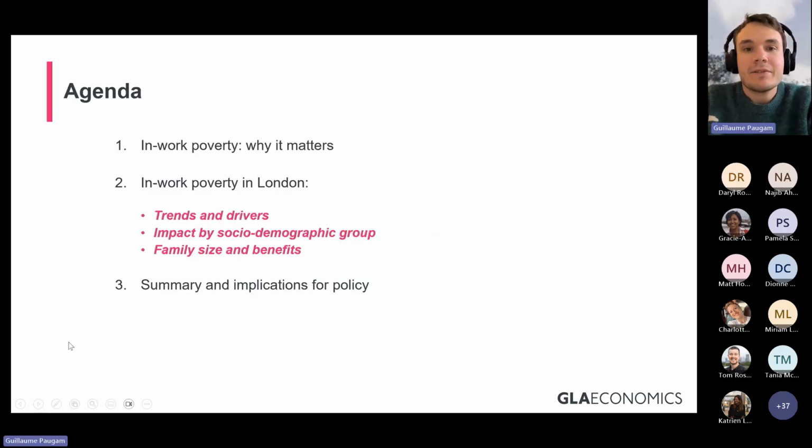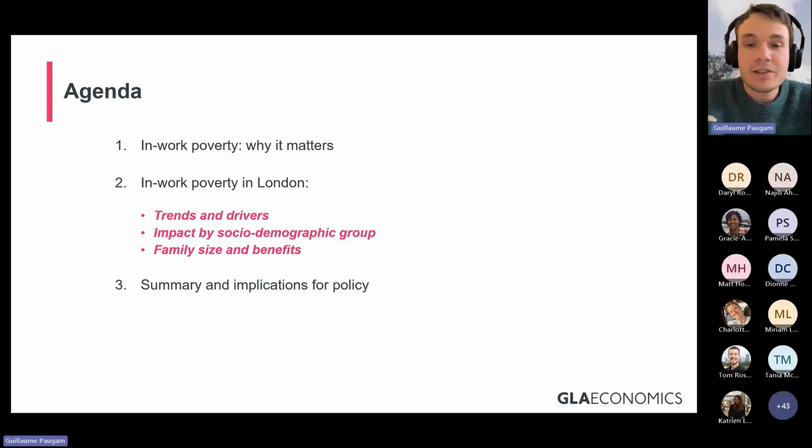So in terms of outline for today, I'm just going to briefly define a few concepts just to ground the discussion and just make the case for why it matters to study in-work poverty in London. I will then show the results proper, the trend and drivers in in-work poverty in London, the different impacts by socio-demographic groups, and also a focus at the end on issues of poverty and family size and benefits. I'll then wrap up with a quick summary and a few examples of potential implications for policy.